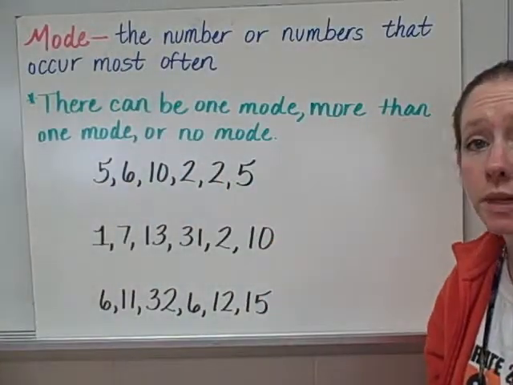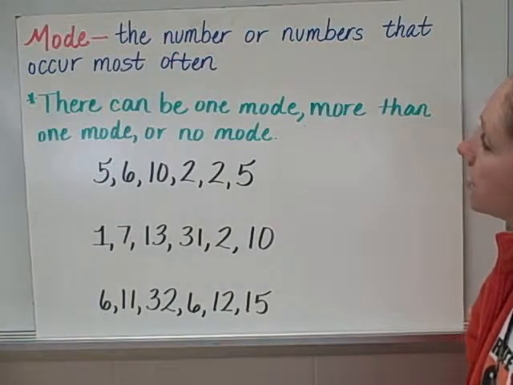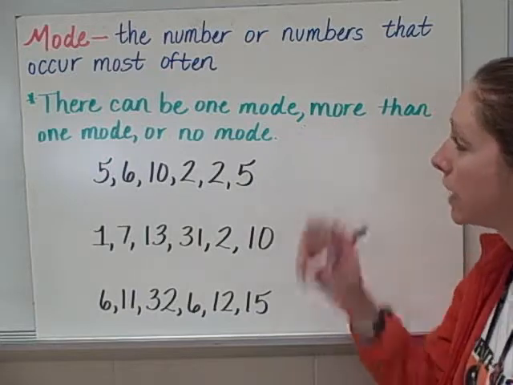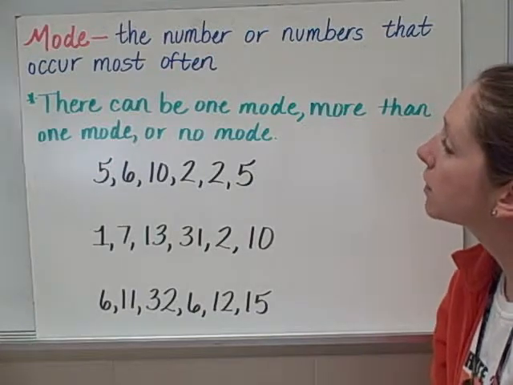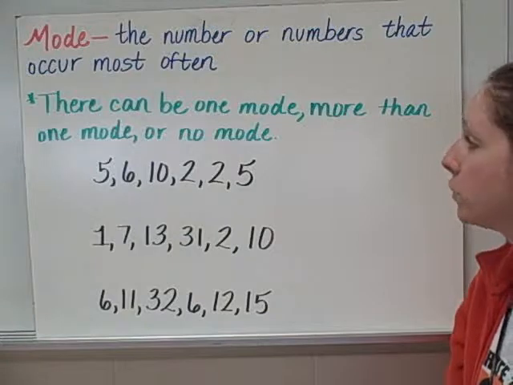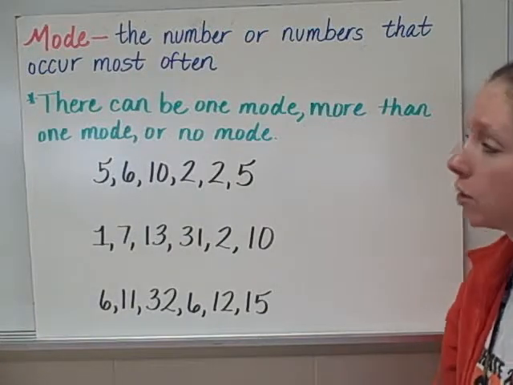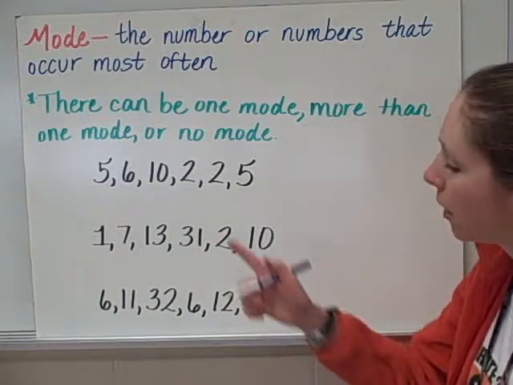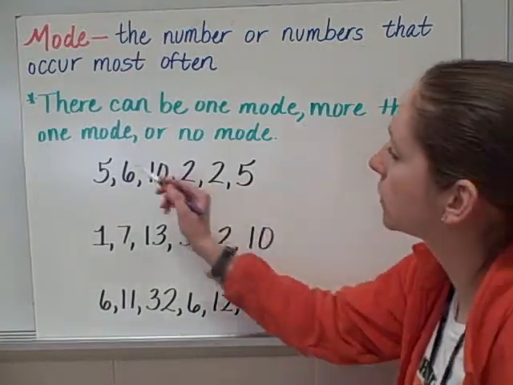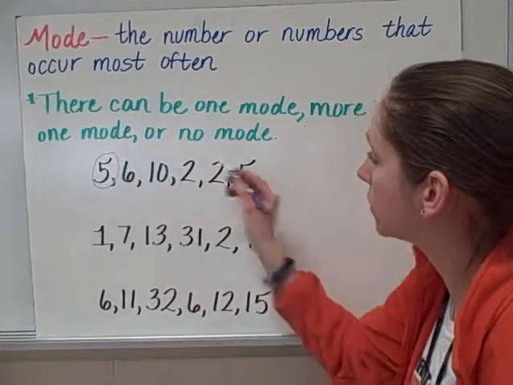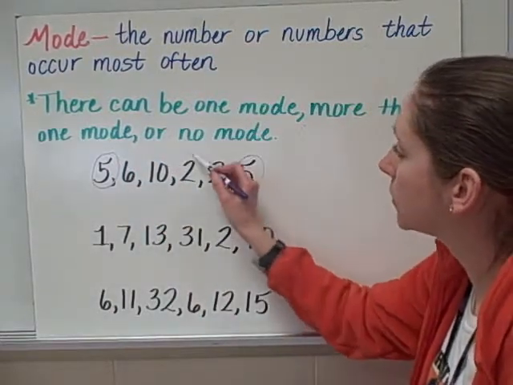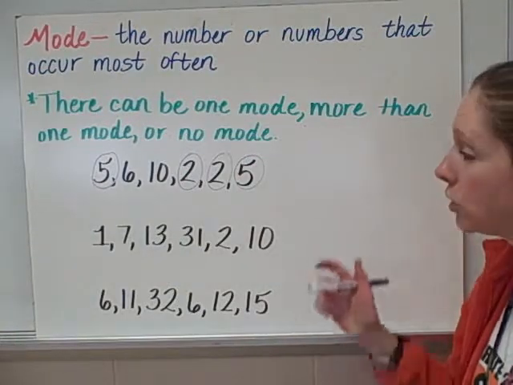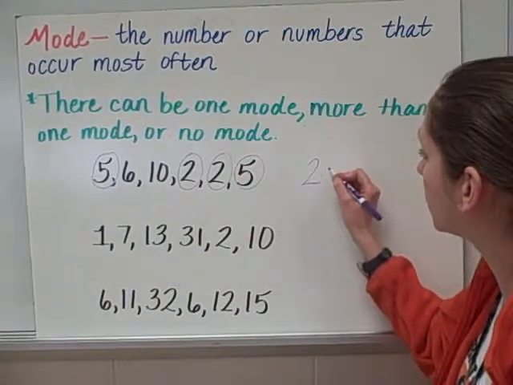Okay, last measure of center is mode. Mode is the number or numbers that occur most often. In green, very important concept, there can be one mode, more than one mode, or no mode. So I've got 3 different examples. Each of them has a different answer. Our first one has 2 modes. I see that 5 appears twice, and I also see that 2 appears twice. So that means that both 2 and 5 are the modes.